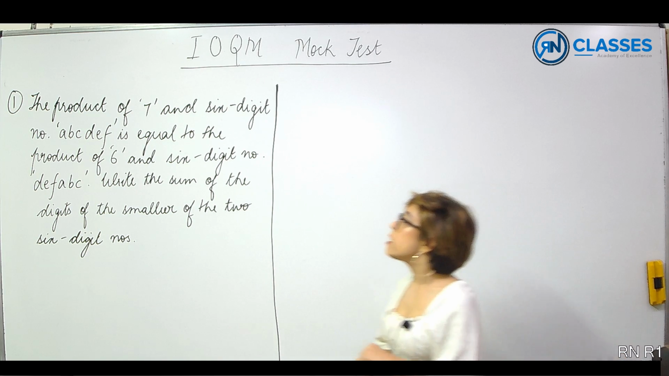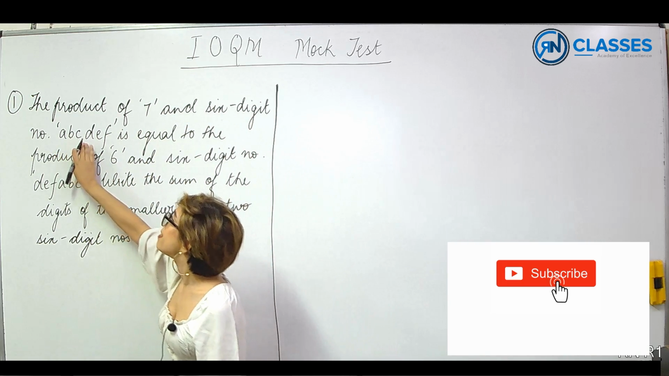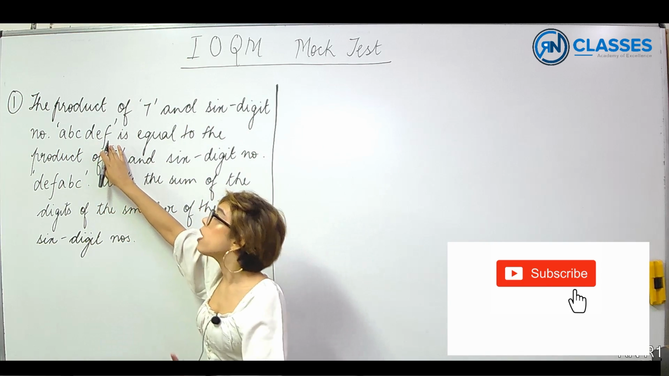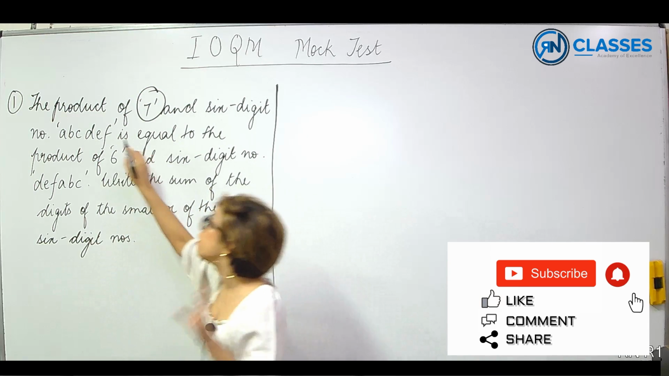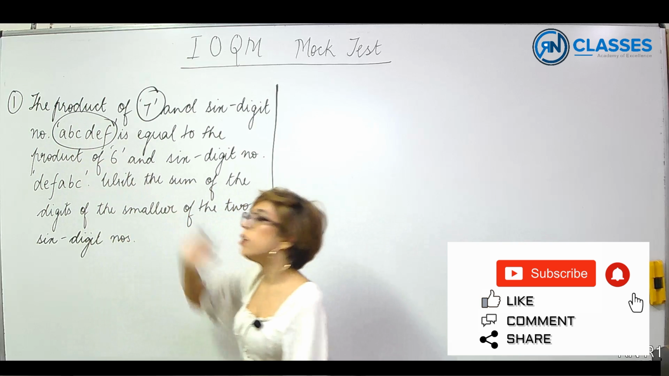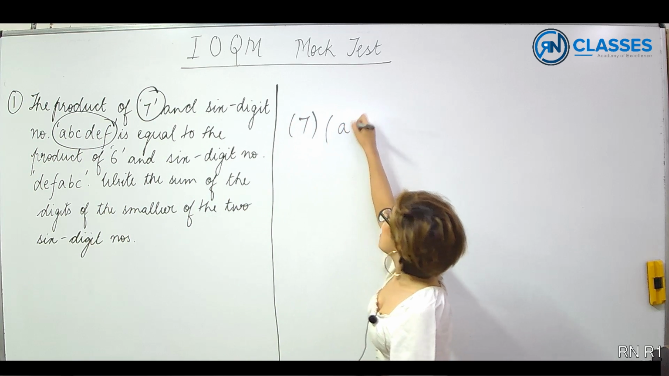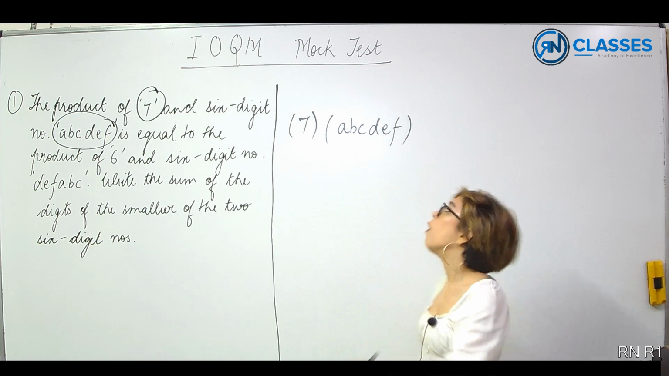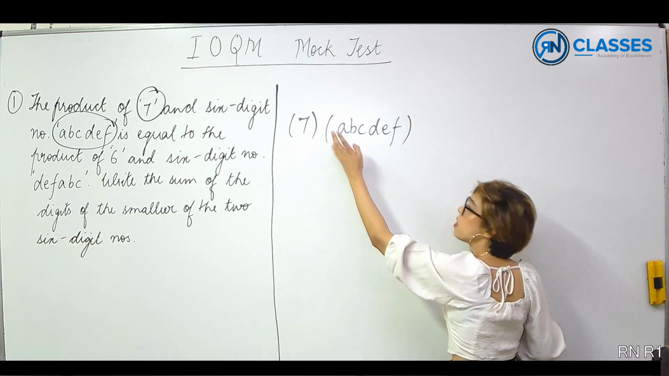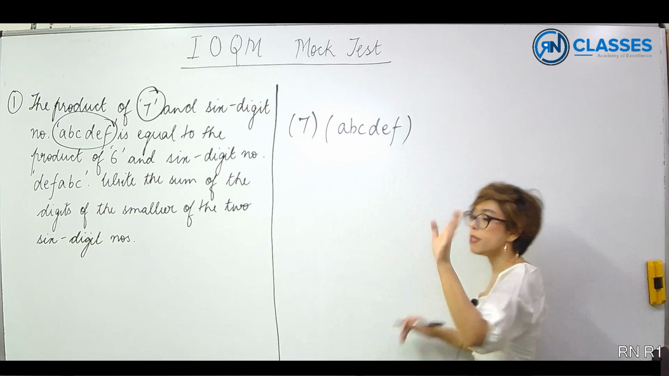Now, he says the product of 7 and the 6-digit number ABCDEF. So he is talking about the product of 2 quantities. One quantity is 7, right? And the other quantity is the 6-digit number ABCDEF. 7 into ABCDEF. Right? So obviously I can see this is the first digit, second, third, fourth, fifth, sixth. Or if you want to start from here, same thing.